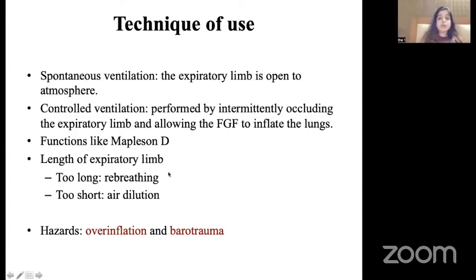The length of the expiratory limb of the Mapleson E circuit will determine rebreathing. If it is too long, then rebreathing can occur. However, if it is too short, air dilution can occur as the patient will entrain air from the atmosphere. Hazards of Mapleson E include overinflation and barotrauma, as this can occur by intermittently occluding the expiratory limb.